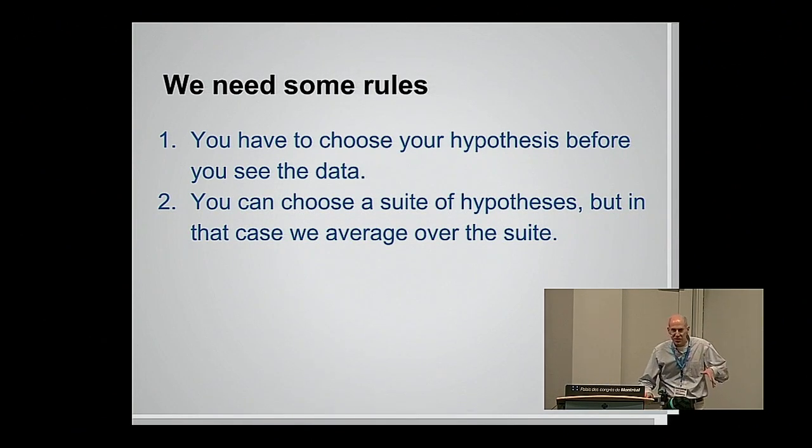And so I'm going to propose the following rules. One of them: you have to pick your hypothesis before you see the data. You're not allowed to use the data twice. And the other is you can have a suite of hypotheses. In other words, you don't have to tell me exactly what X is. You can give me a range of possible values for X.